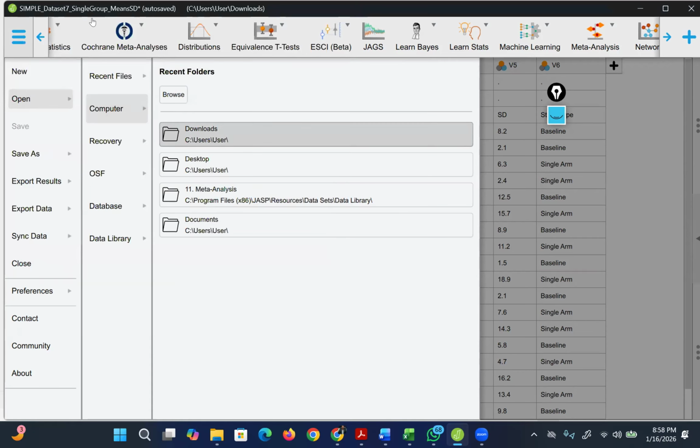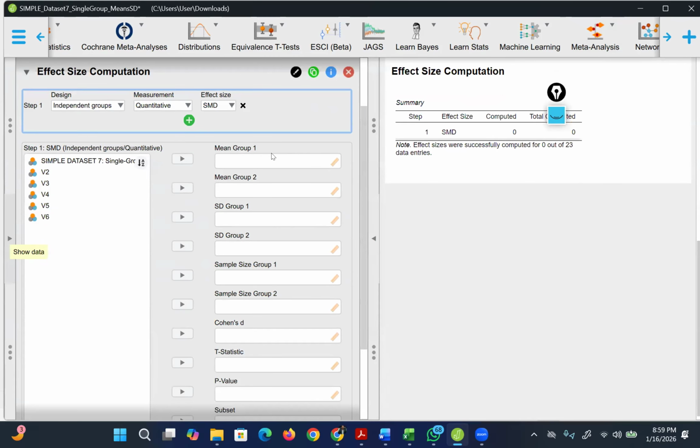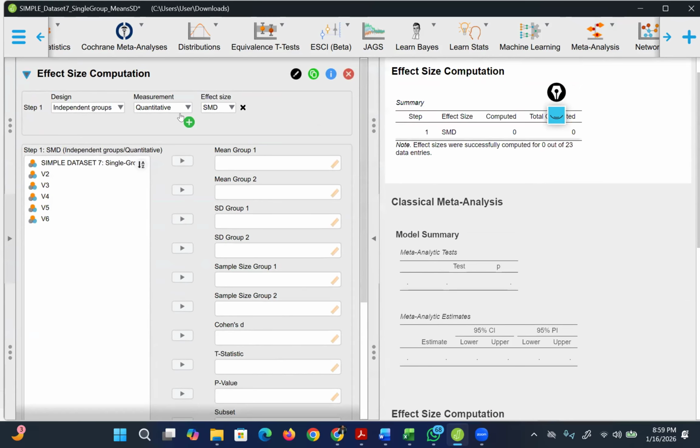Once you upload the data file into the JASP software, then you go to the meta-analysis and you see there is a first option called the effect size computation. You see that, Asifa? Effect size computation. Once you click the effect size computation, JASP will pop up with the effect size computation like this.